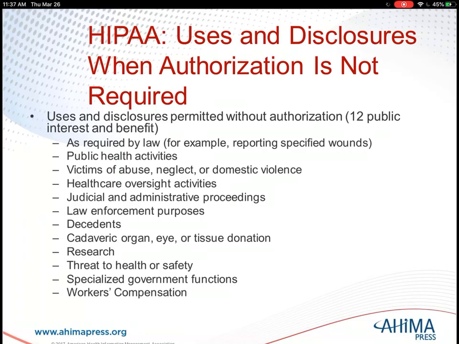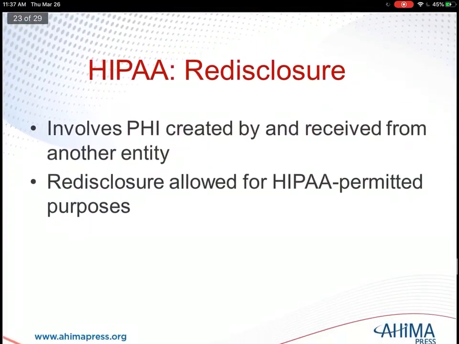All right, and the last one of the 12 public interest and benefit is workers' compensation. So if you have a work-related injury or an illness, then there's no authorization required to permit the disclosure of that PHI.